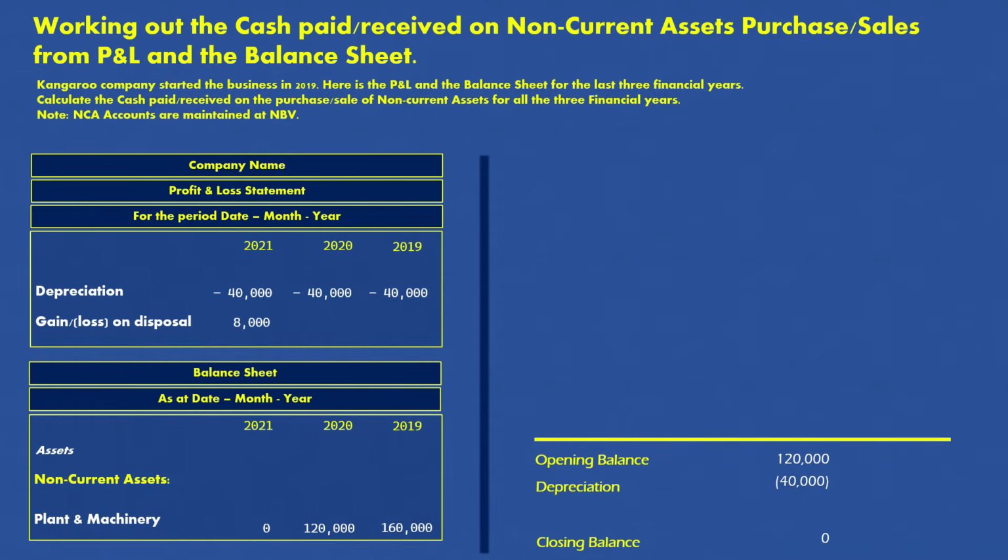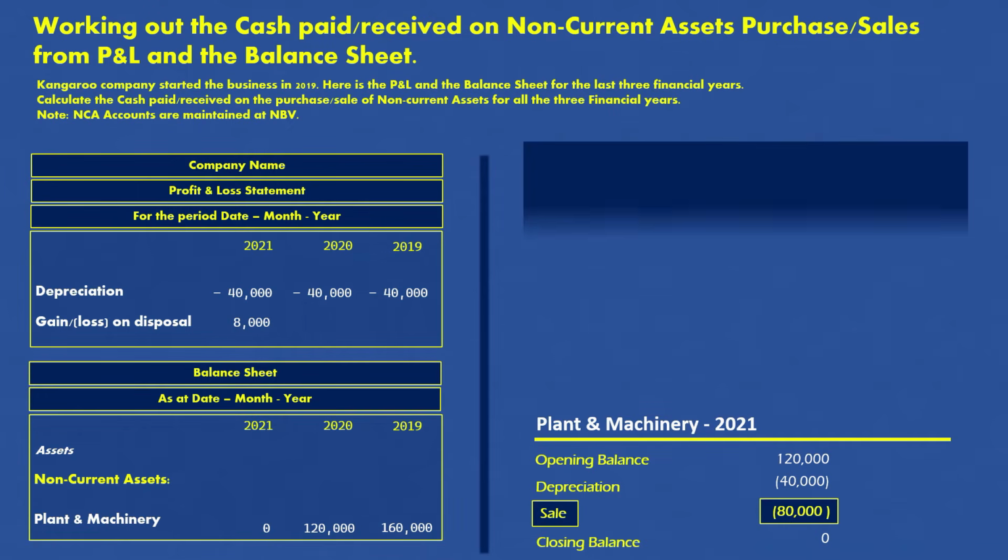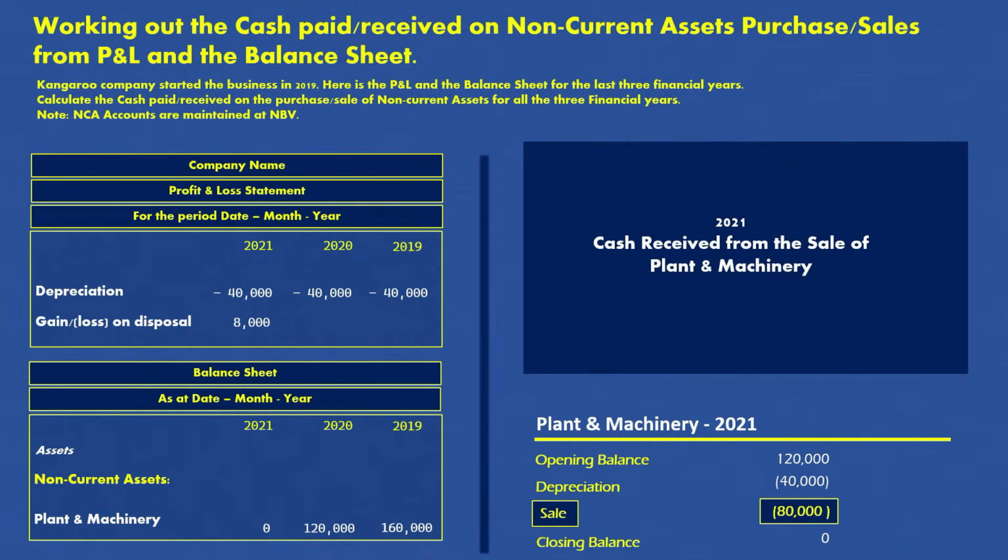But when you actually sold that machinery that was valued at $80,000 in your balance sheet, that resulted in a gain of $8,000. It means that over the $80,000 book value that has been removed, you have received $8,000 even over and above that. So the cash that we will actually be receiving would be $88,000. So I would say that the sale is $80,000, but the cash that we are receiving here in the sale of plant and machinery is $88,000.